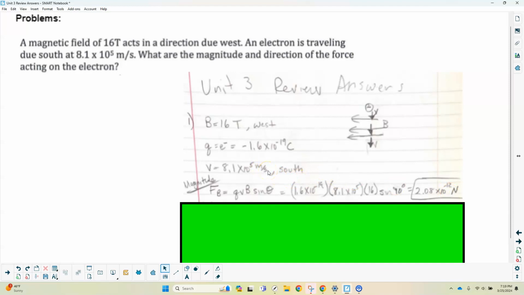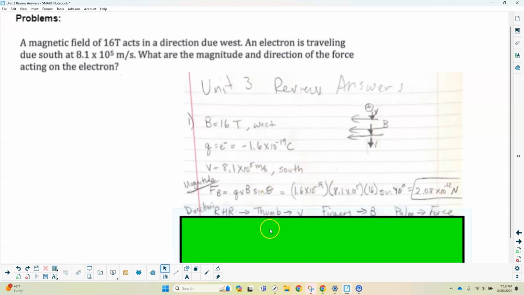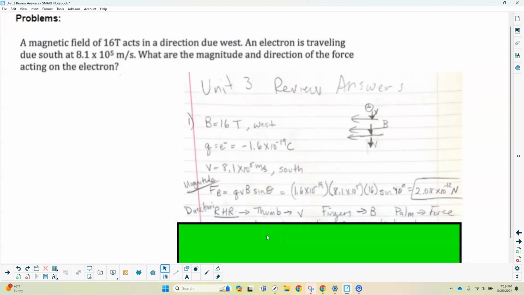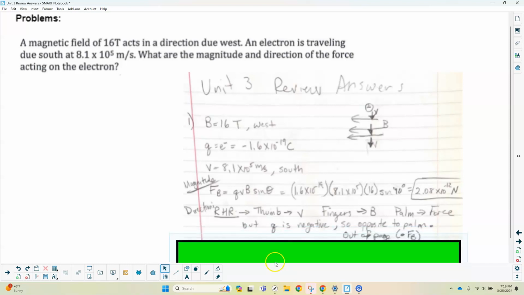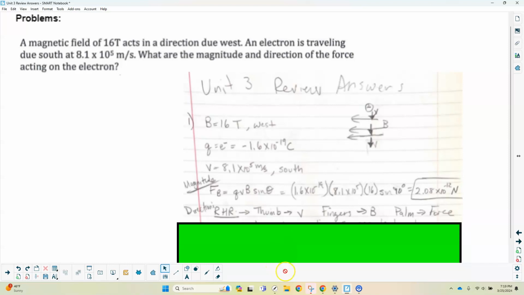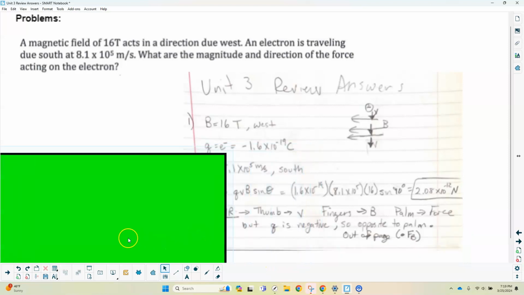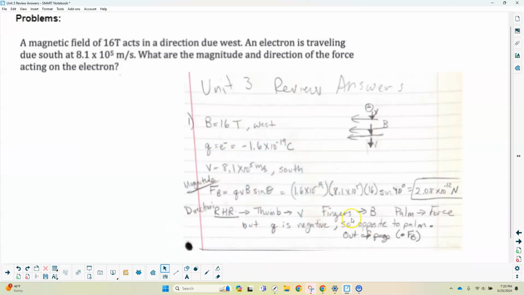Looking at the direction, we're going to use the right-hand rule. You put your thumb in the direction of the velocity, so that'd be pointing down towards the bottom of the page. Your fingers line up with the magnetic field, so that's going to the left, and your palm pushes in the direction of the force. The right-hand rule is set up for a positive charge. If it was a positive charge, we'd be pushing into the page, but it's a negative charge. So Q is negative, so it goes the exact opposite way, and it would be out of the page. So the answer here is that the magnetic force is coming out of the page.